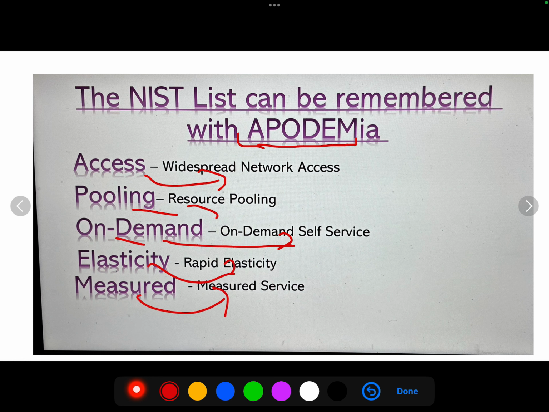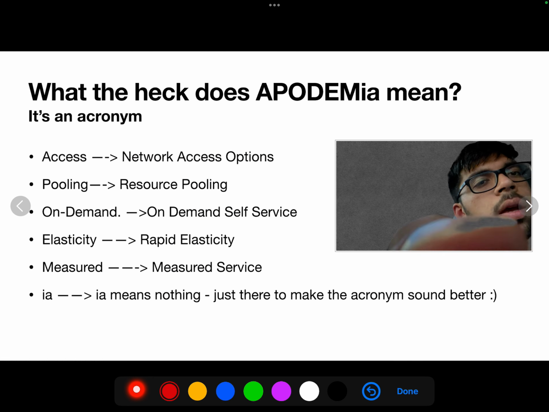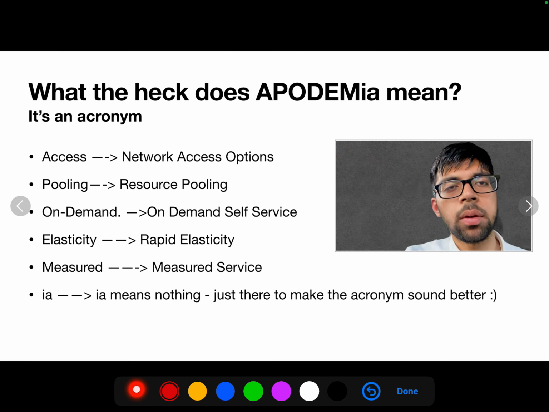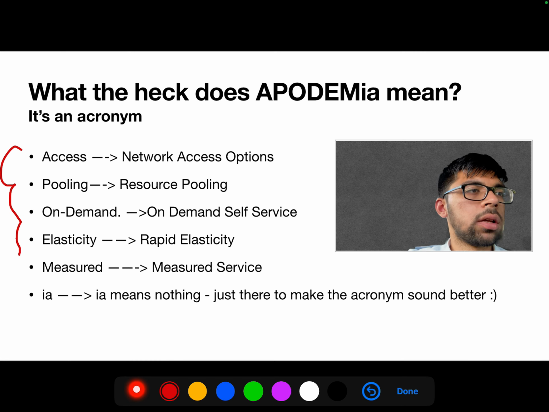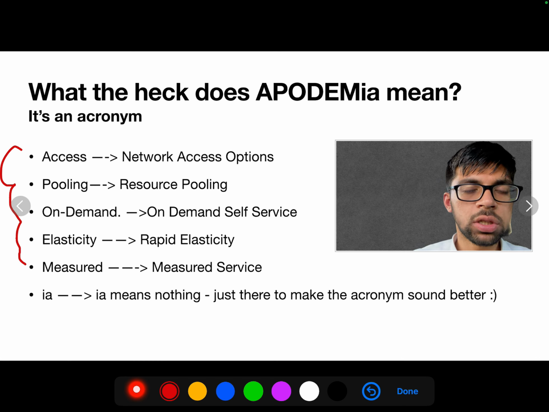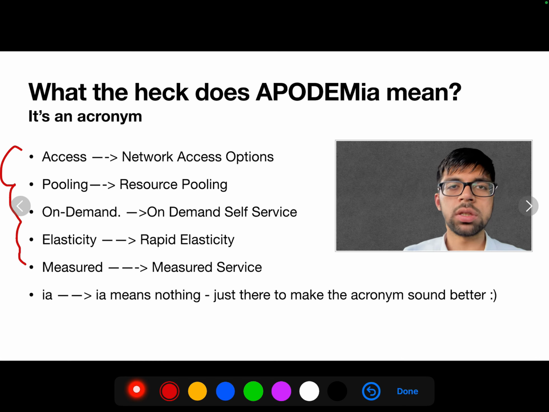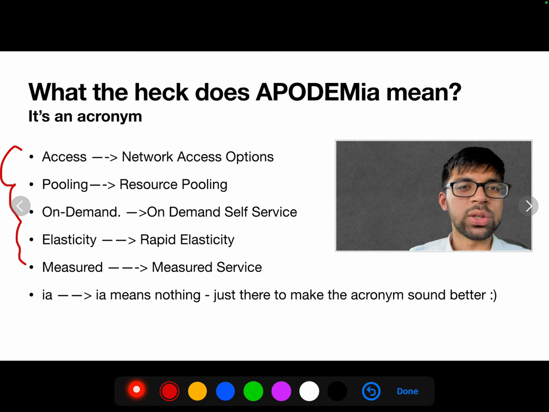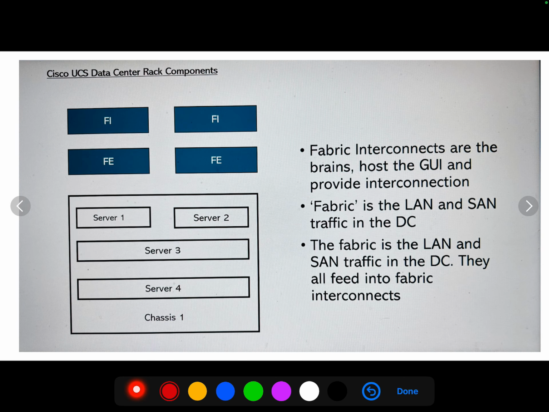So hopefully that just helps you guys remember this a bit more easily. Hopefully that helps you remember those 5 characteristics of cloud computing services in an easier way, and hopefully gives yourselves a bit of an easier time. So let's go into the next slide.